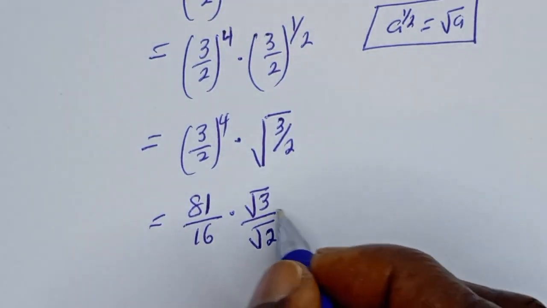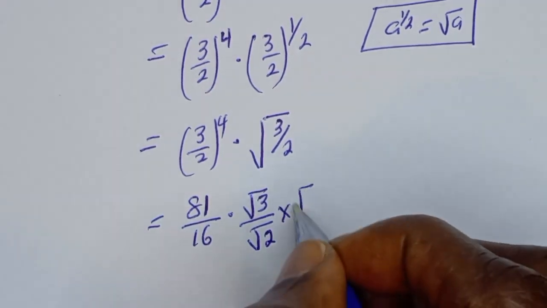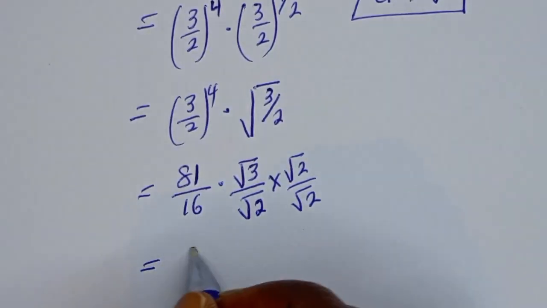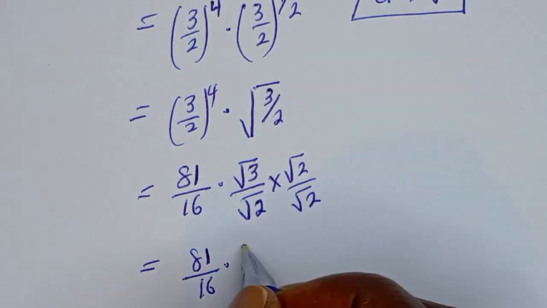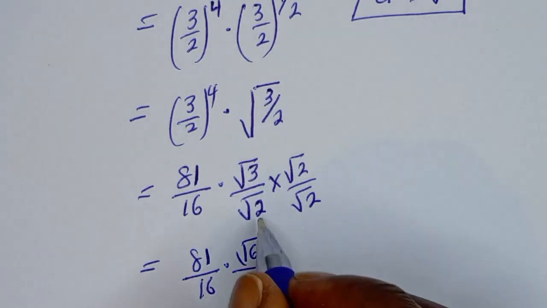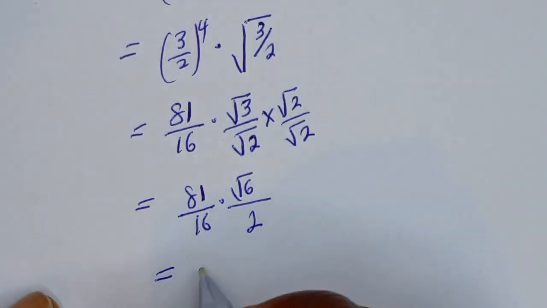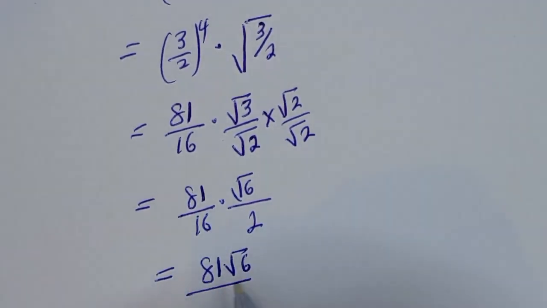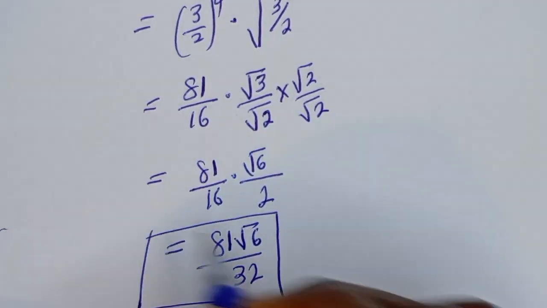Now let's multiply this by the conjugate, that is root 2. This multiplied by root 2 and this multiplied by root 2. Then this is equal to 81 over 16 multiplied by root 3 times root 2, that is root 6, over root 2 times root 2, that is 2. Then this is equal to 81 root 6 over 16 times 2, 32. And this is the final answer.